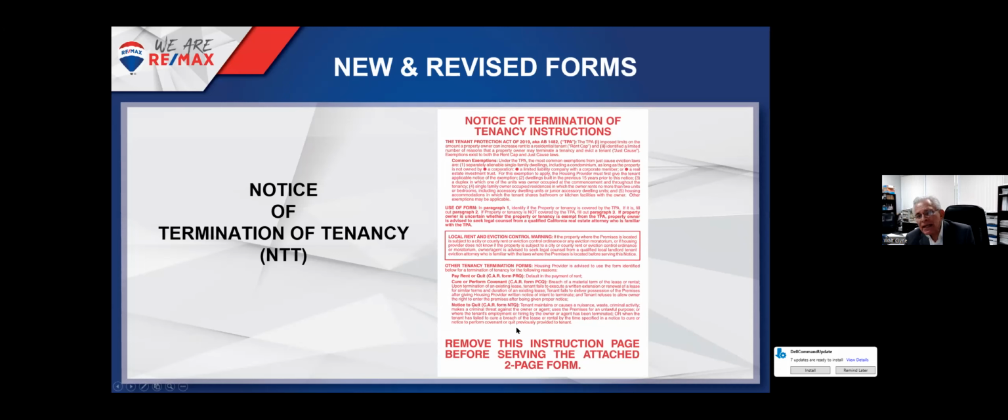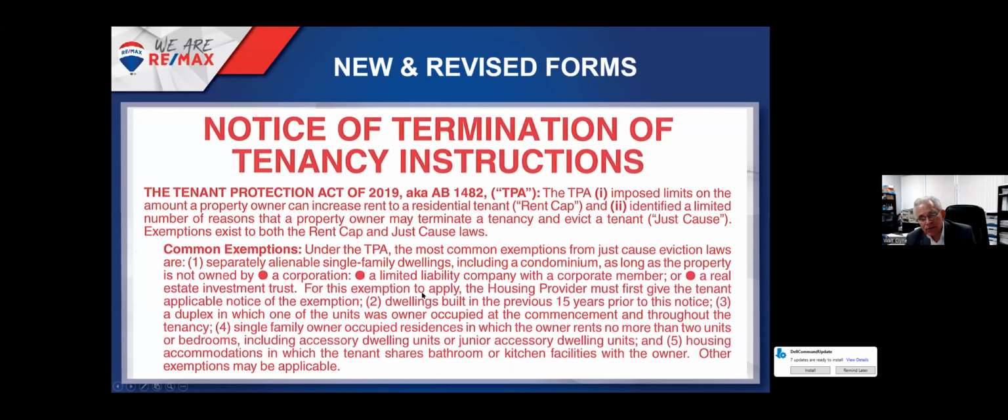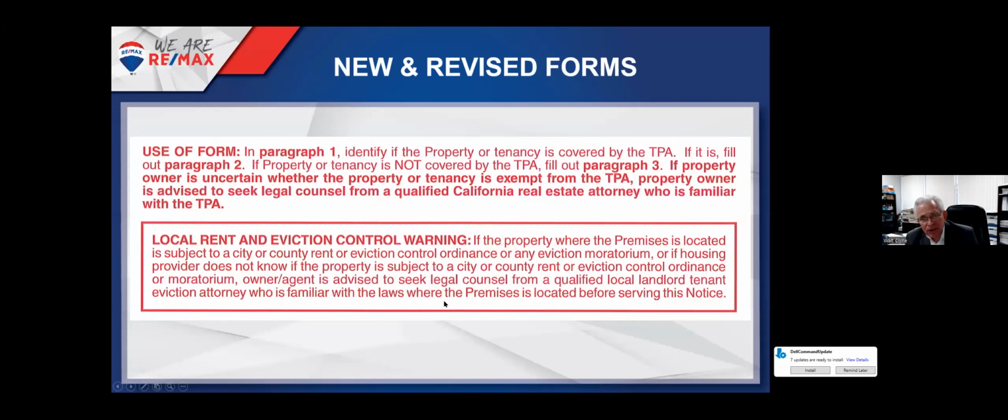And again, most of you do call me, and I walk you through a few things and ask you a few questions. Especially if it's in the city of San Diego, we're going to want to factor in the new city ordinance. So there's the form in some detail. I'm not going to read through it.